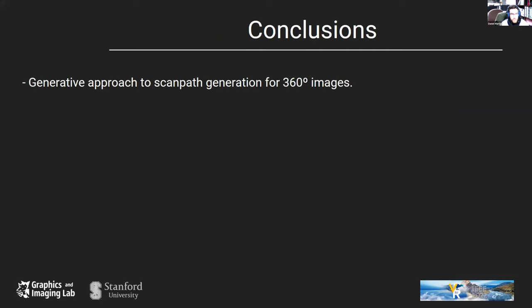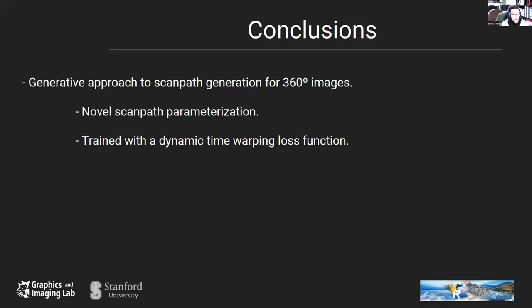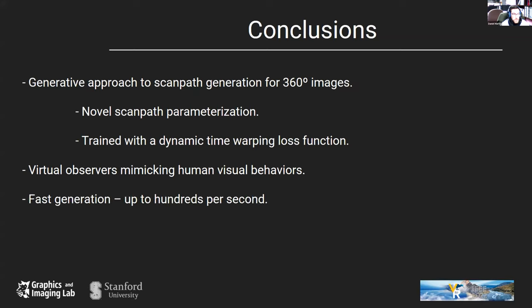So just to conclude, we have presented a generative non-deterministic approach to scanpath generation for 360 images based on a novel scanpath parameterization, trained with a dynamic time warping loss function, which is able to generate virtual observers that behave as humans at a very, very low cost.